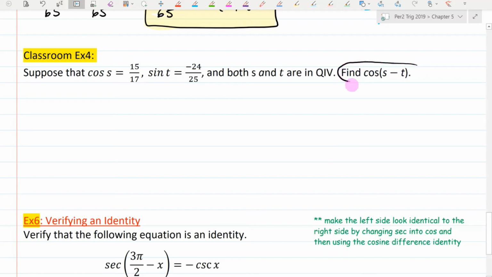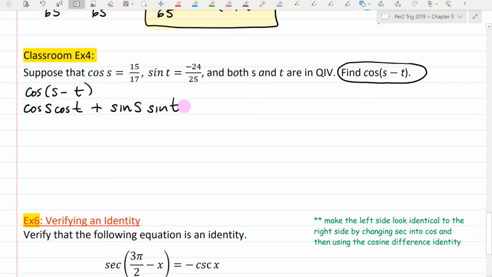First thing we're going to do is write this down. Cosine of S minus T. Then write the formula down with no numbers. Cosine of S, cosine of T, plus sine of S, sine of T. I'm color coding these as I say that.